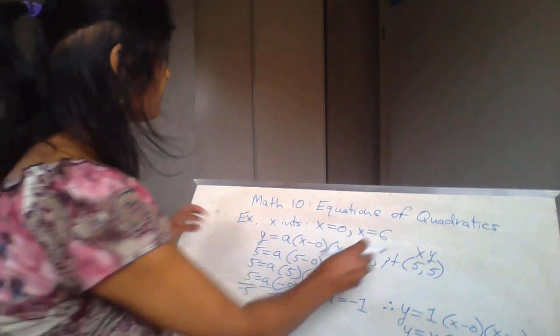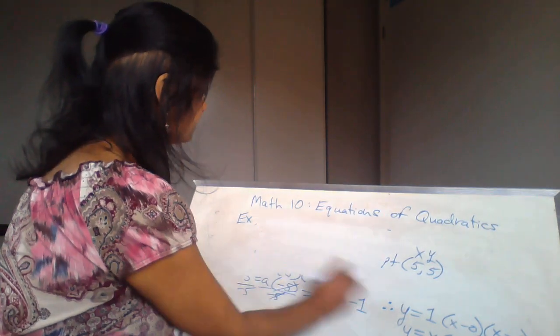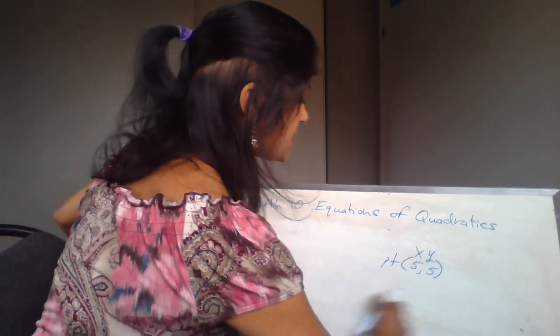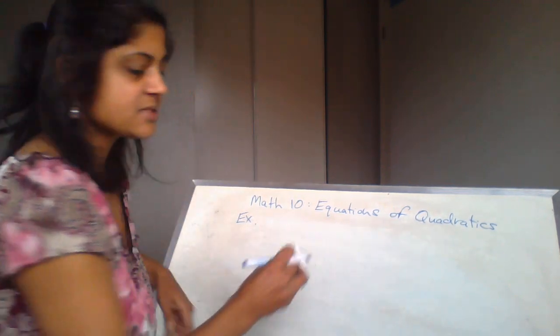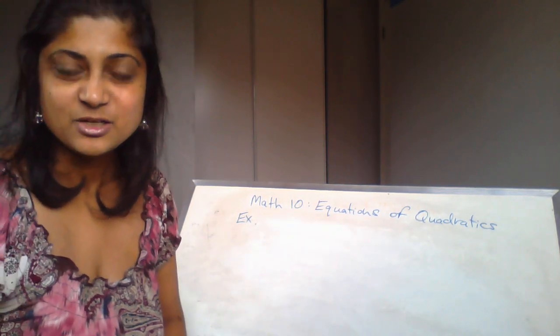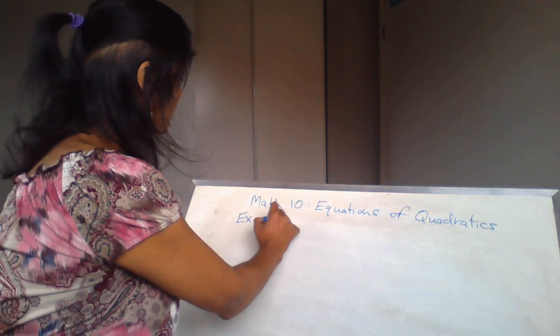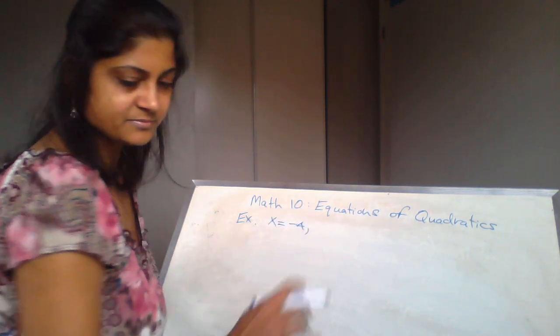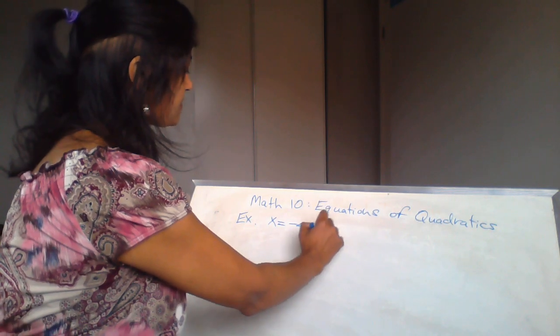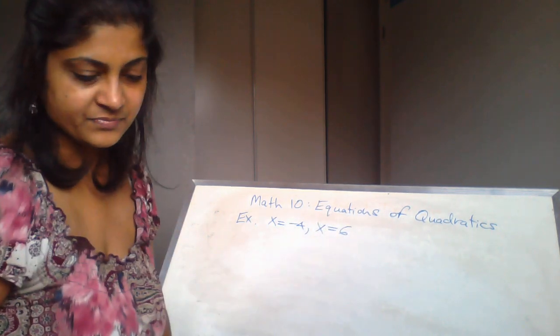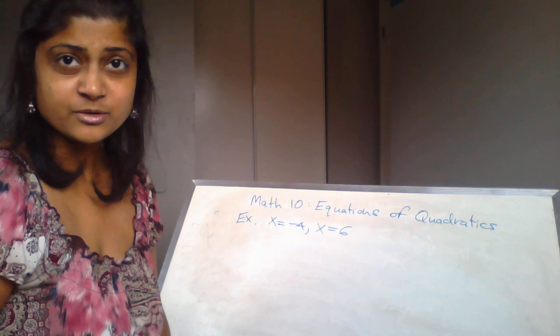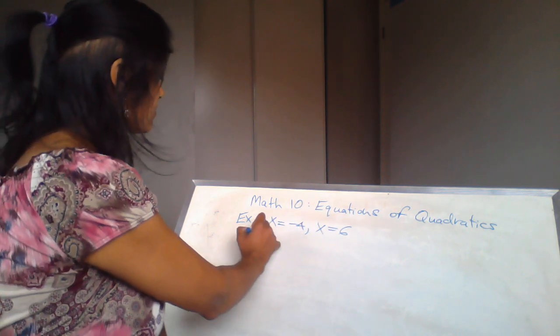Okay, I'm going to take this off. Again, I'm going to give you the x-intercepts, and what you're going to do is find out what this equation is. Okay, so let's try this one. So the x-intercept is negative 4, and the second x-intercept is equal to 6. Alright, and I'll put the point on the board after. Okay, let's put it into the equation.